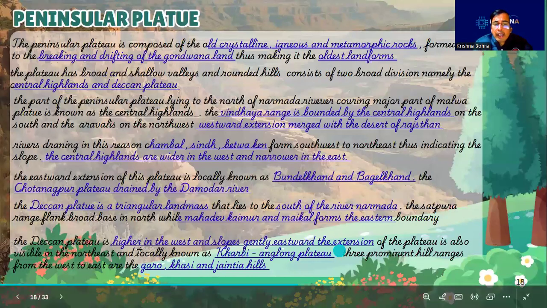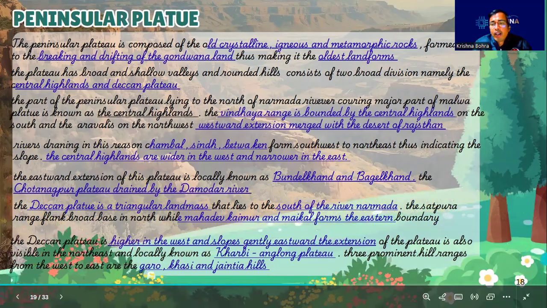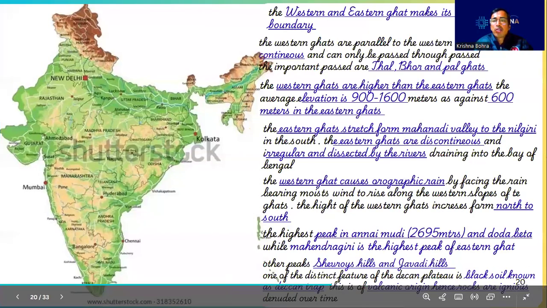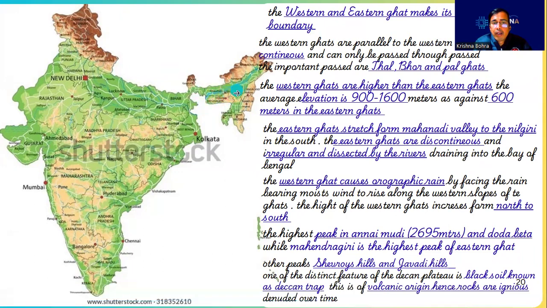So the prominent hills in these particular ranges are Garo, Khasi, and Jayantia. So you can find Garo, Khasi, and Jayantia. These are part of the Peninsular Plateau region, not part of the Himalaya. So you also need to keep this difference in mind. You can locate Garo, Khasi, and Jayantia hills over there. These are part of the Indian Plateau, not part of the Himalaya.